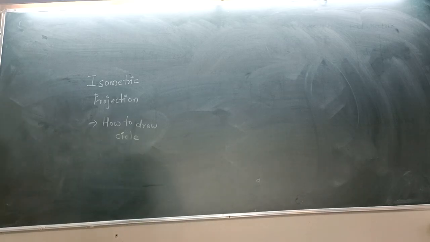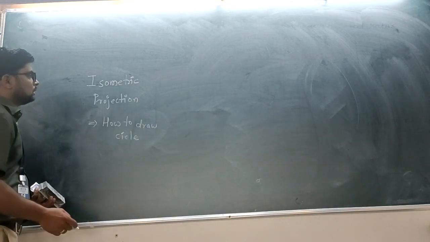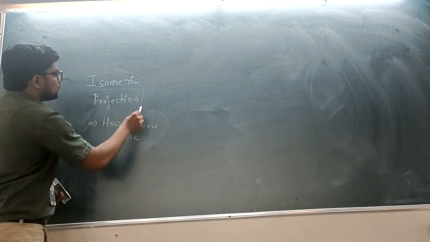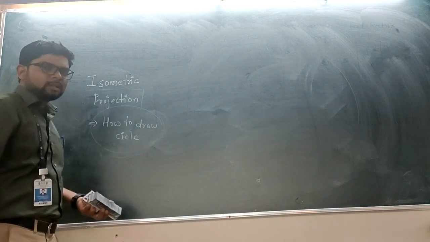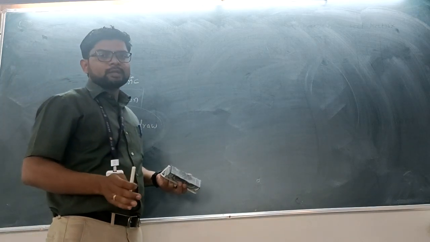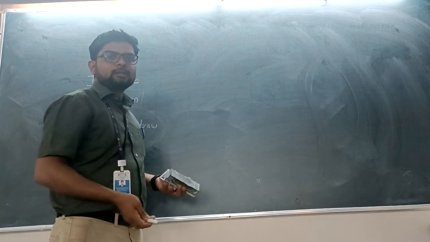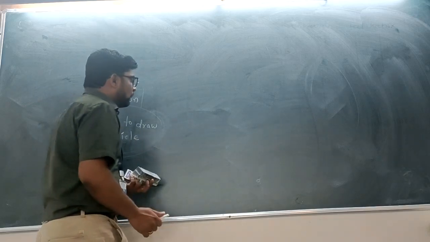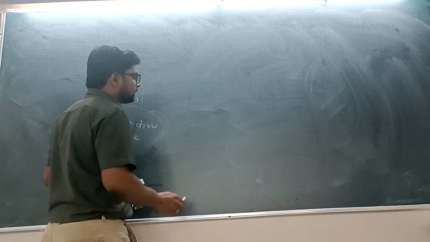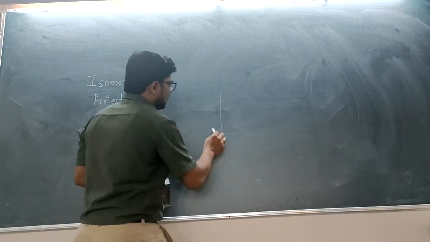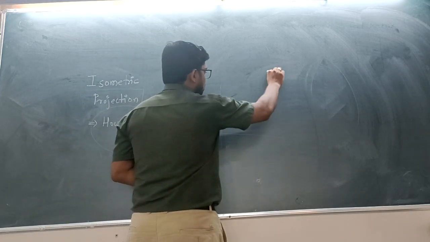Well, in today's video, we'll talk about the isometric projection, under which we'll see how to draw a circle. Many times students may make mistakes while drawing circles in isometric. So we'll see how to draw the circles in the isometric. For example, let's draw.